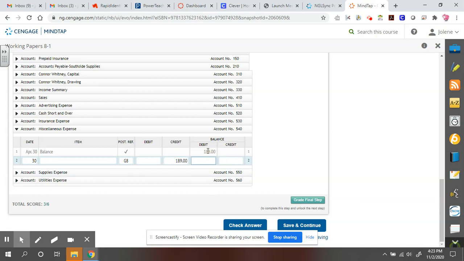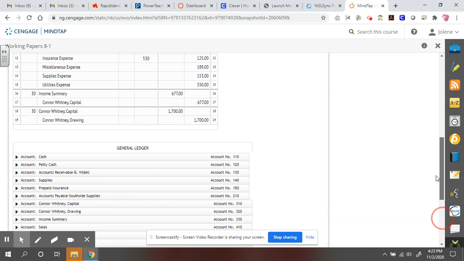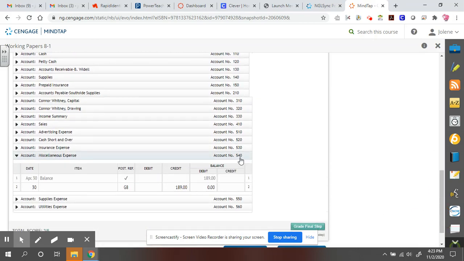It was credited. It already has a debit in there. When they're different like this, they cannot be added together. You have to subtract them. They cancel each other out. This expense has been closed for the month. $540 or 540 is the account. 540 is the account number.